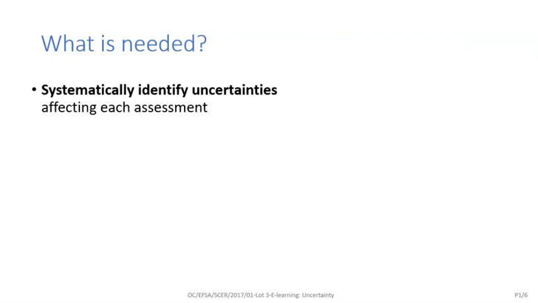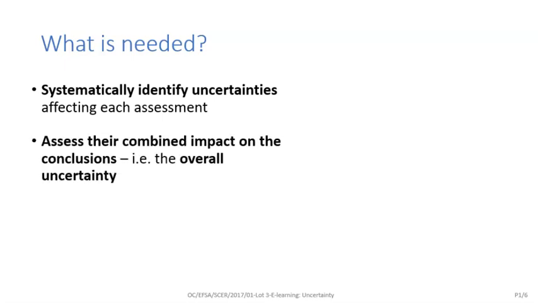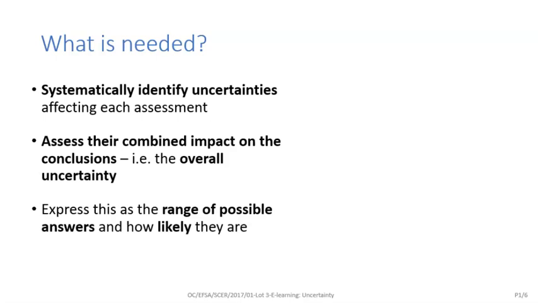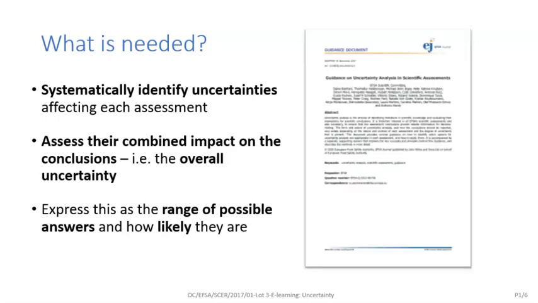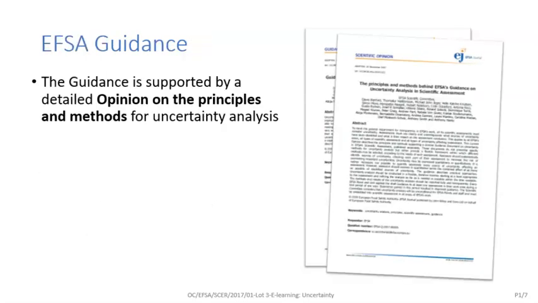So what do we need to do? We need to systematically identify uncertainties affecting each assessment, assess their combined impact on the conclusions, in other words, the overall uncertainty, and express this as the range of possible answers and how likely they are. EFSA's guidance on uncertainty analysis provides the methods for this.